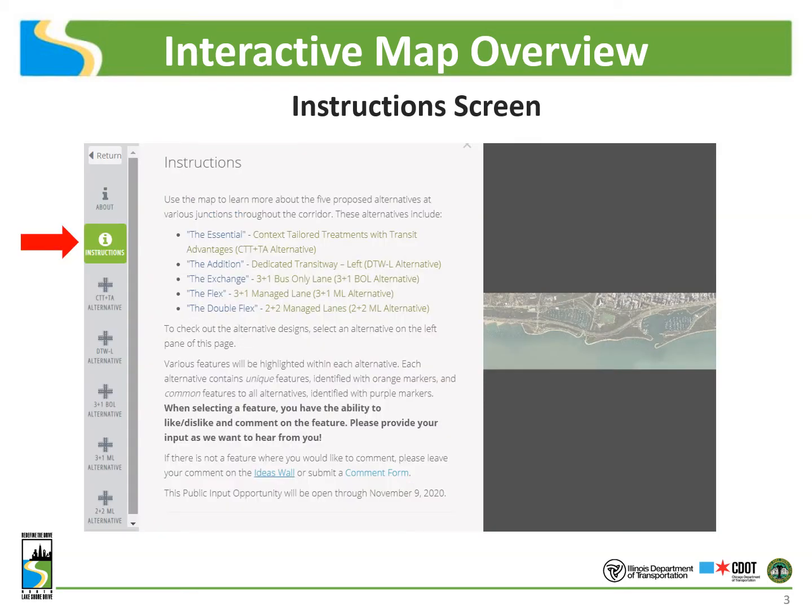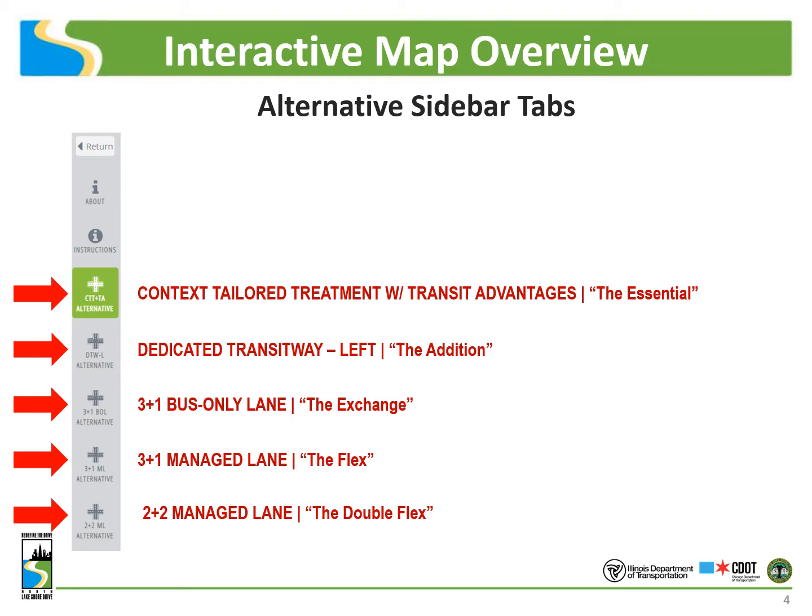The Instructions sidebar tab acts as a centralized location for general instructions on how to navigate the map feature. This video overview can also be accessed here if you would like to view it again. To view the aerial maps of each alternative, you will need to click on the sidebar tabs that correspond to a given alternative. The 5 alternative tabs with arrows pointing to them above provide an opportunity to interactively engage and provide comments along the map.